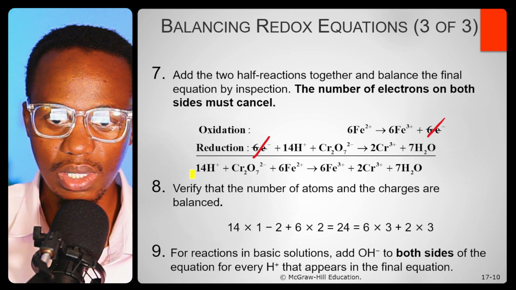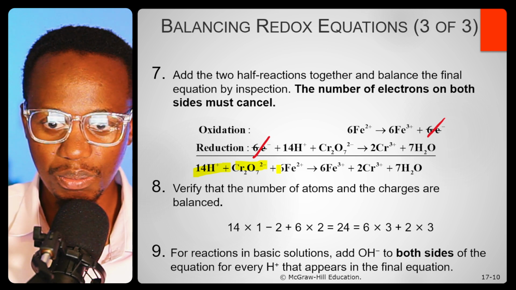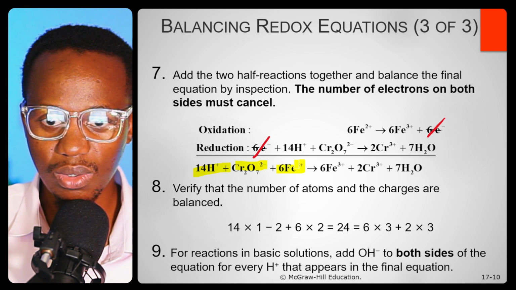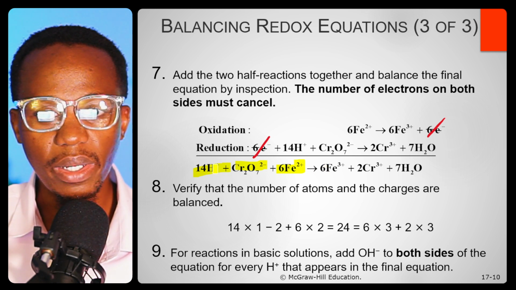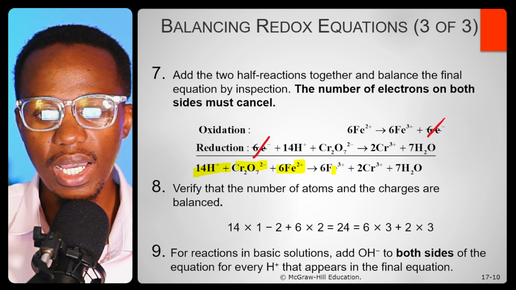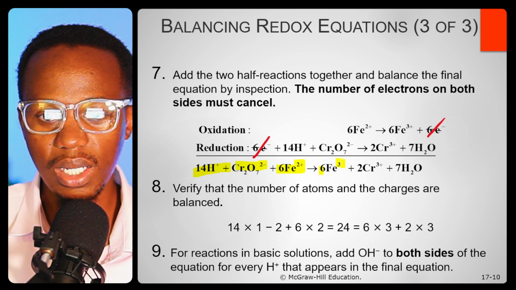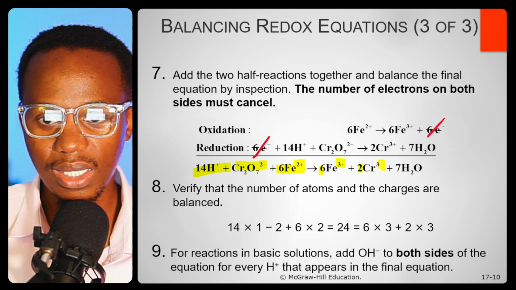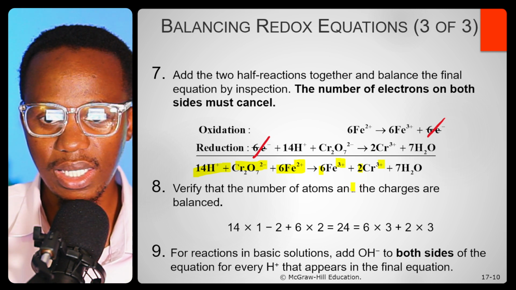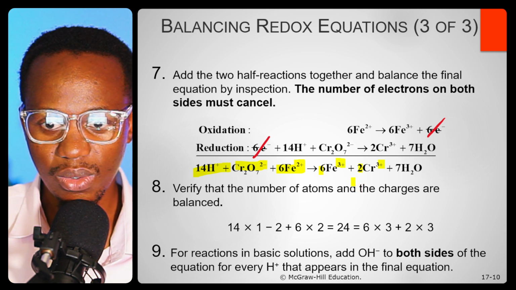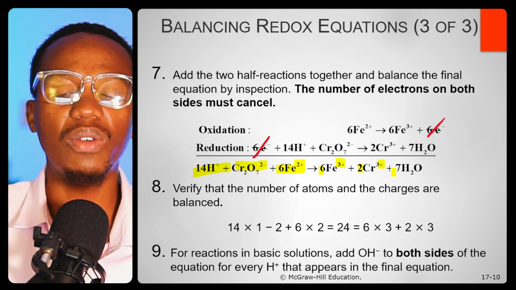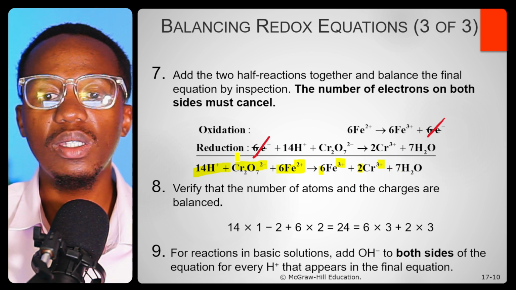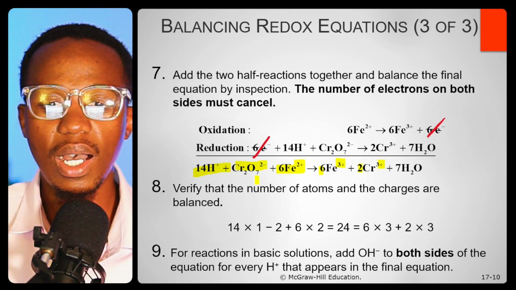To count the charges, this is plus 14 minus 2, that's 12, plus 12, that's 24. And then on the other side is 6 times 3, which is 18, plus 2 times 3, which is 6. 18 plus 6, which is also 24. All right, so we're going to make sure that the electrons are equal on either side.